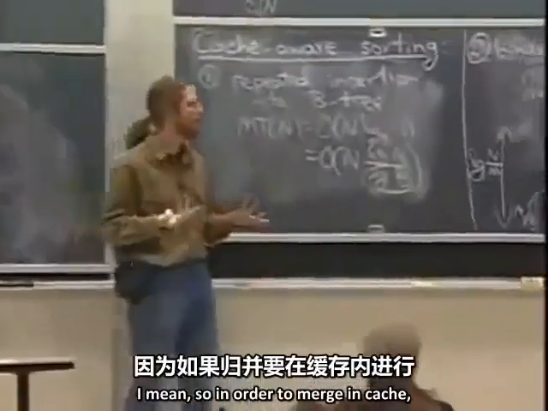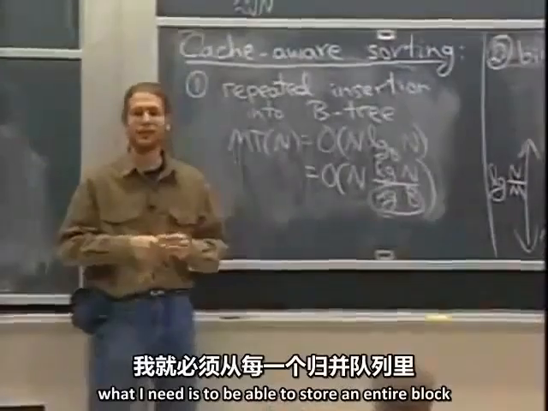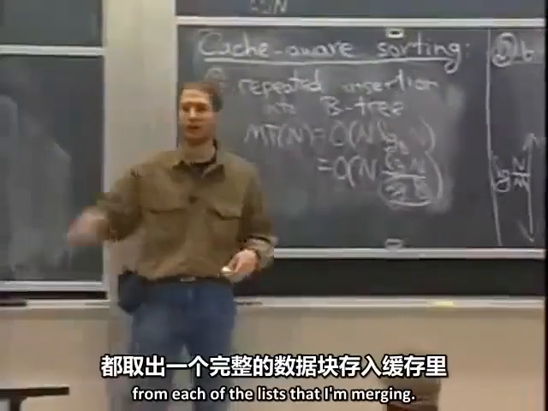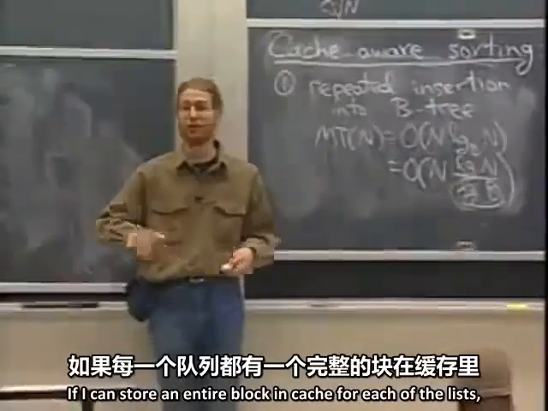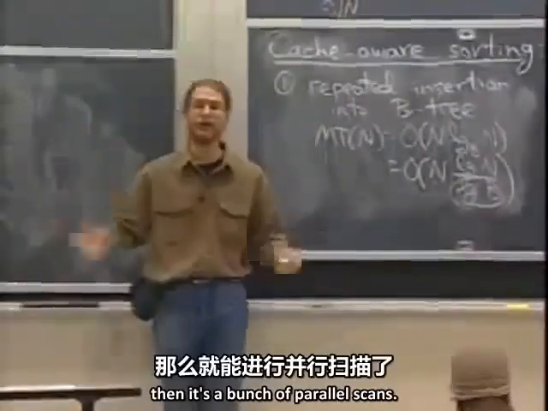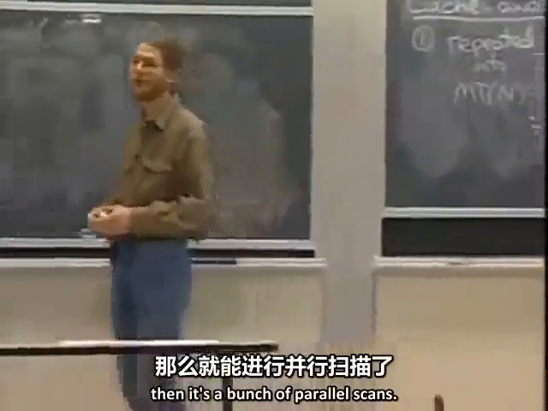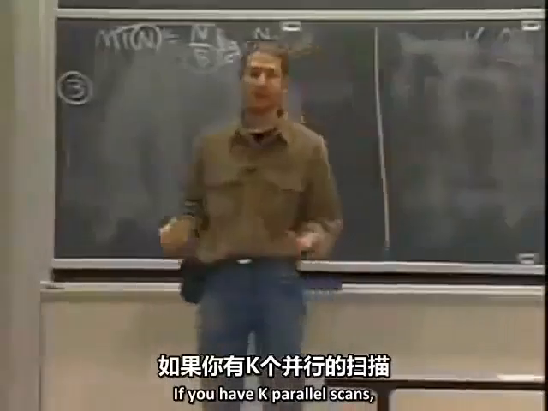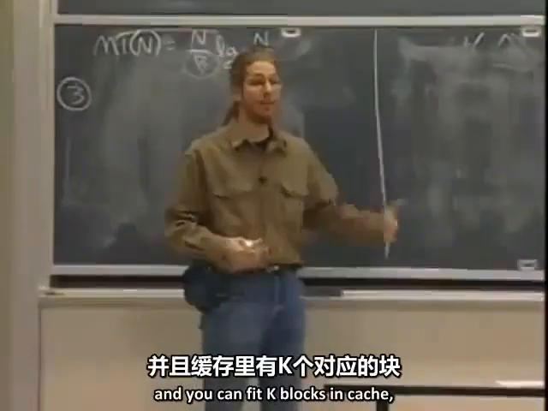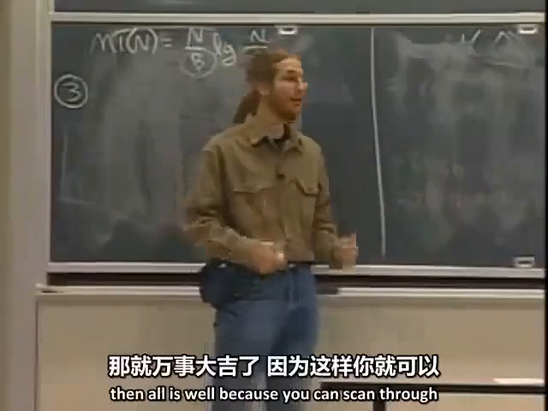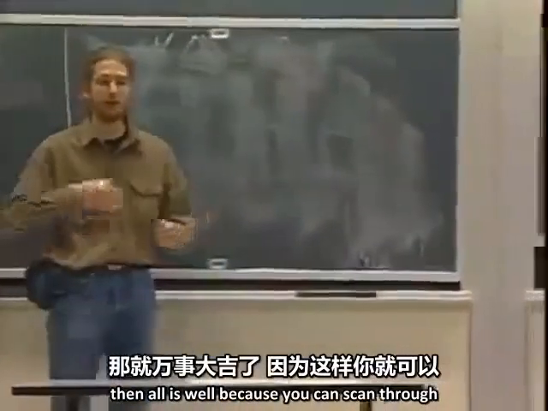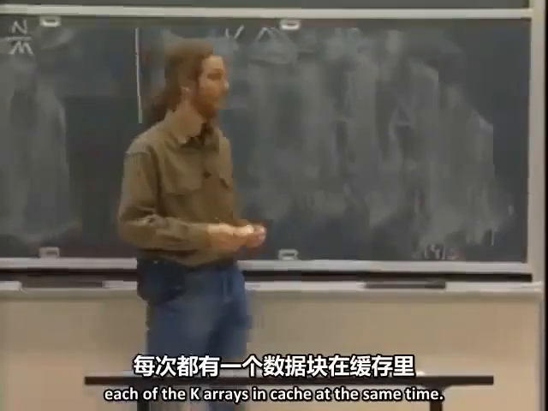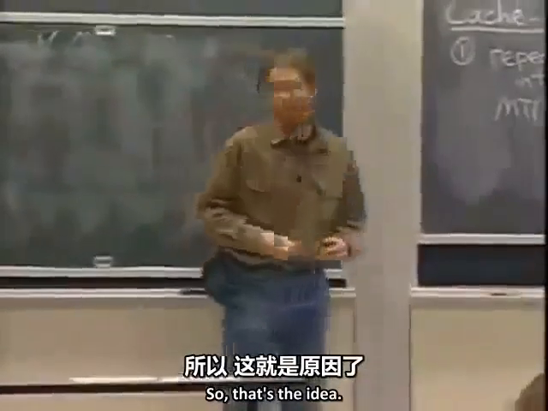In order to merge in cache, what I need is to be able to store an entire block from each of the lists that I'm merging. If I can store an entire block in cache for each of the lists, then it's a bunch of parallel scans. So this is like testing the limit of parallel scanning technology. If you have k parallel scans and you can fit k blocks in cache, then all is well, because you can scan through each of those k arrays and have one block from each of the k arrays in cache at the same time. So that's the idea.